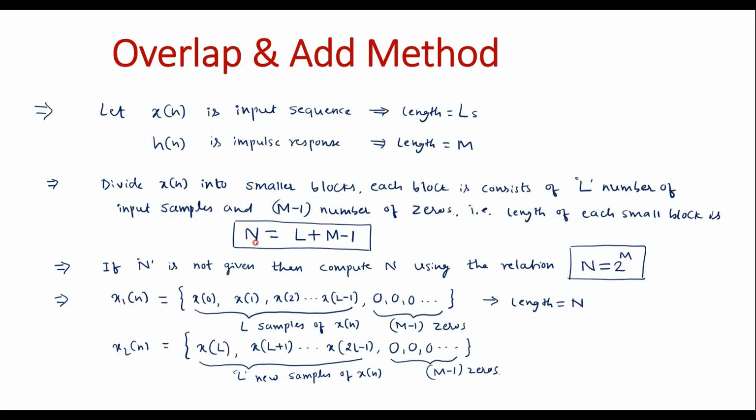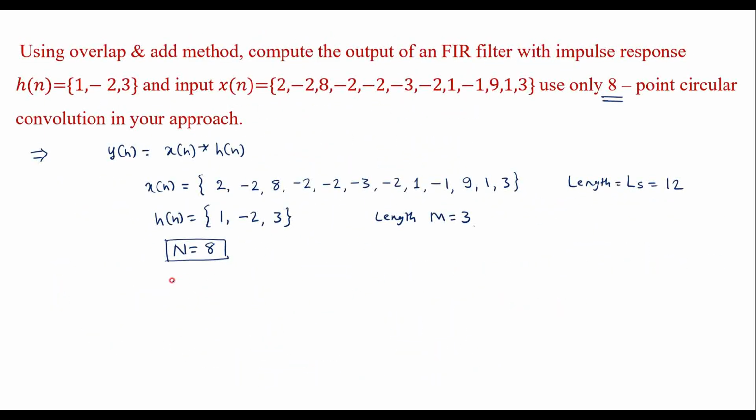Now we'll make use of this relation, that is N is equal to L plus M minus 1. Here the N value is known, the M value is known, but L is unknown. So from this I can extract L. L is equal to N minus M plus 1, which is equal to 8 minus 3 plus 1, which is equal to 6. Therefore L is equal to 6.